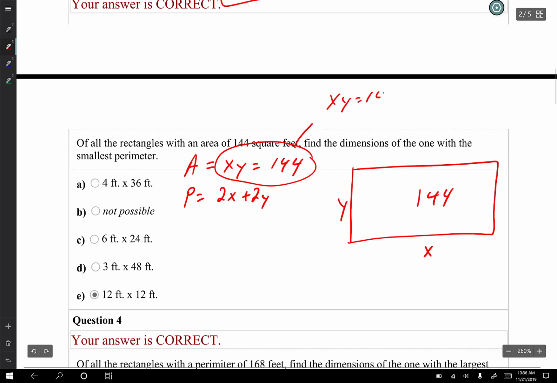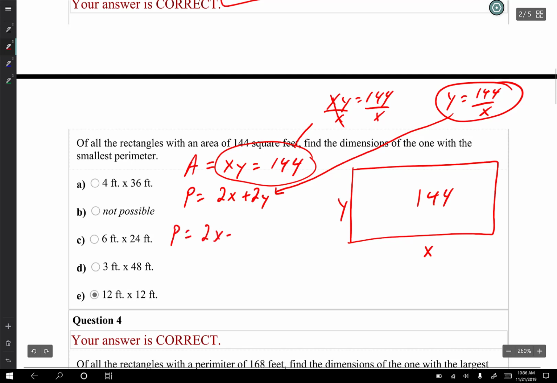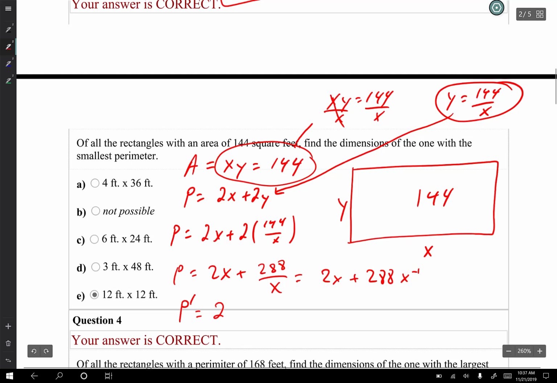xy equals 144. Divide by x. y equals 144 over x. I'm going to plug that in there. Perimeter equals 2x plus 2 times 144 over x. When I multiply those two, you get 288 over x. And I'm going to take a derivative of this. So I'm going to write 2x plus 288, x to the negative 1. All right, P prime. Derivative of 2x is 2. And the derivative of 288 x to the negative 1 is minus 288, x to the negative 2.